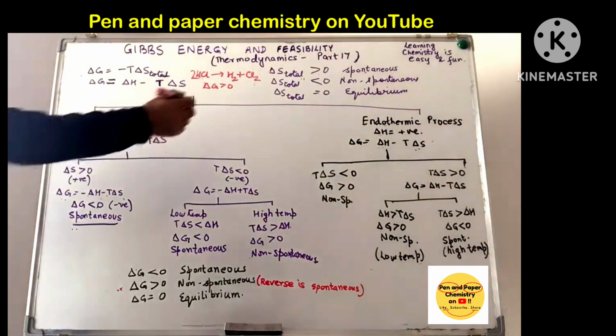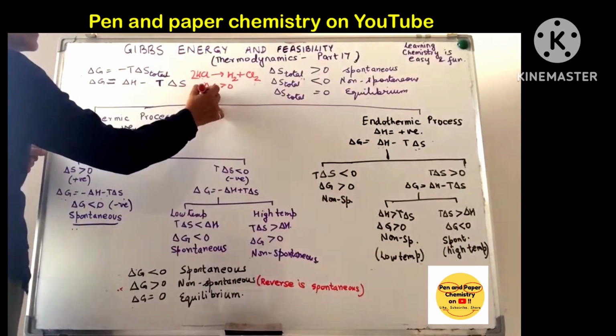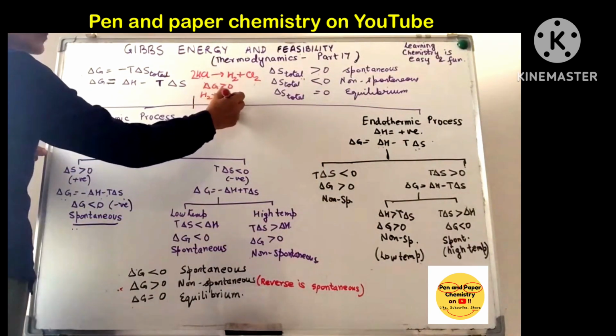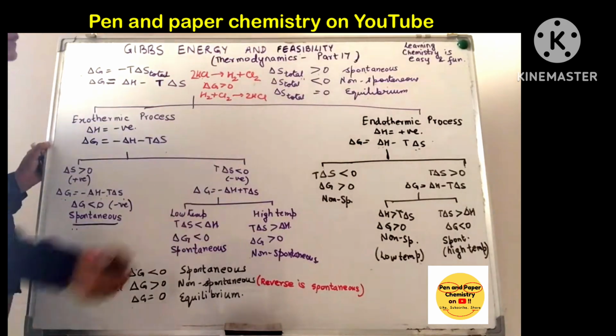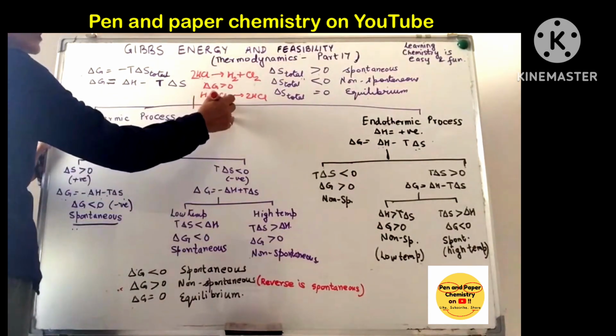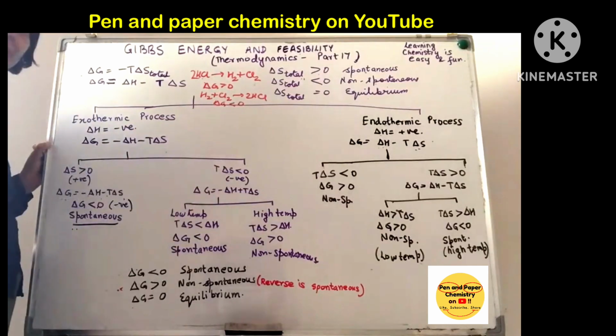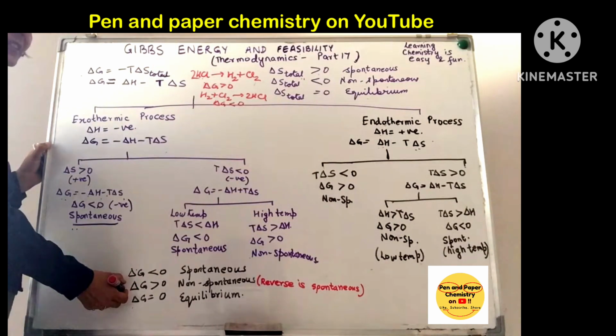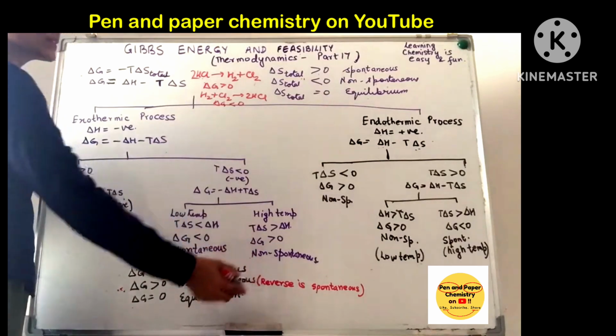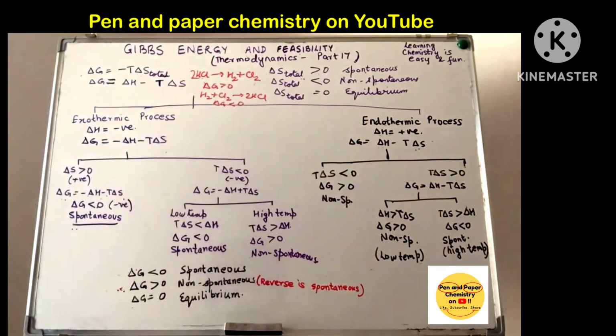So what will happen for the reverse process? Reverse means I am talking about H2 plus Cl2 combining to give me 2HCl. So delta G will become less than 0 because we are talking about the reverse process. So what will happen is, in such a case, it is the reverse process which is spontaneous.